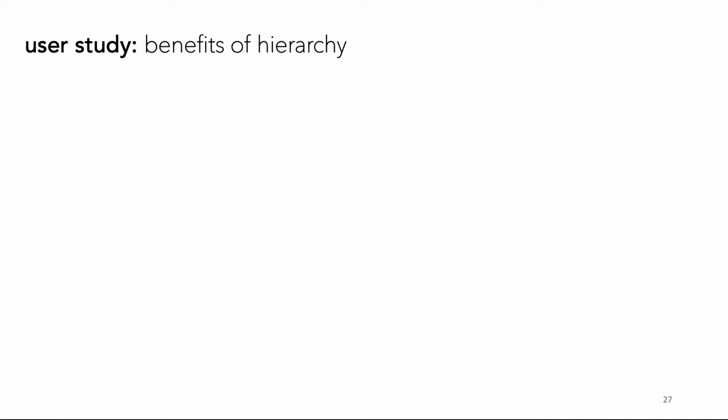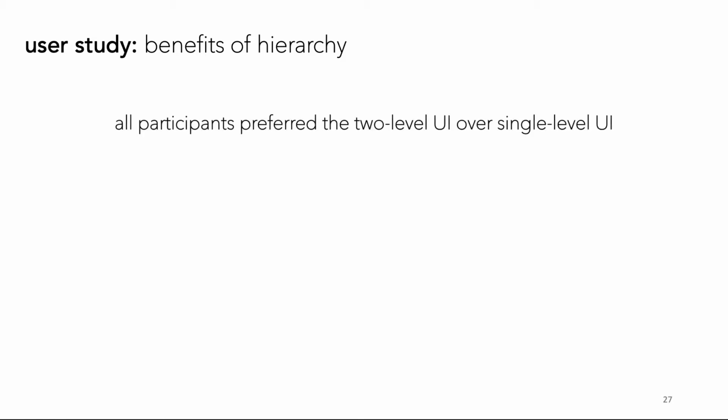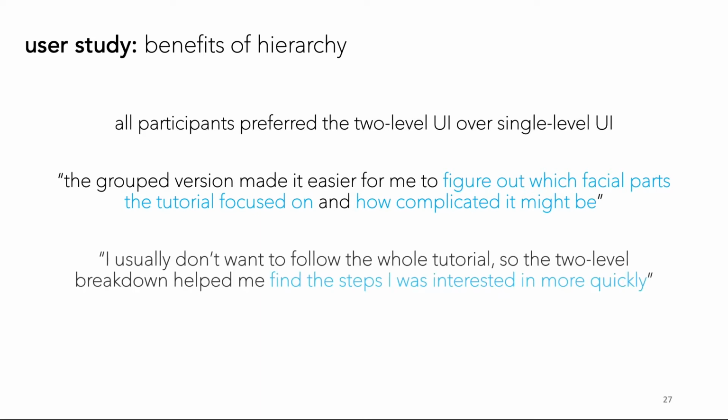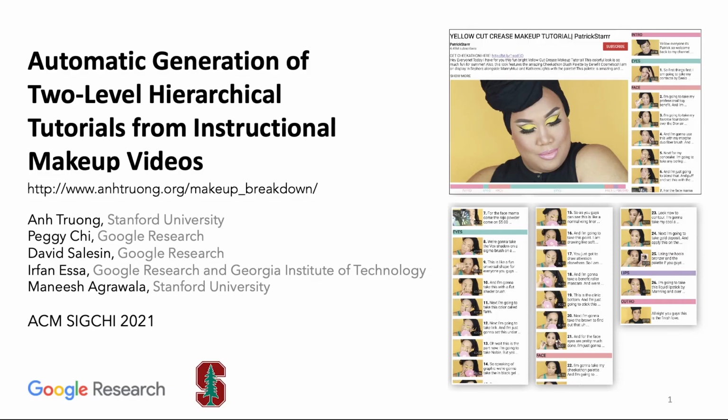We also asked users to compare the hierarchically segmented tutorials with the 1-level version showing only the action steps. All participants expressed preference for the hierarchical version. Many participants appreciated that the hierarchical version helped them to quickly get an overview of the tutorial. For participants who only wanted to follow part of a tutorial, the hierarchical version helped them to find sections of interest much more quickly. With that, thank you for listening, and please find more technical details in our paper.